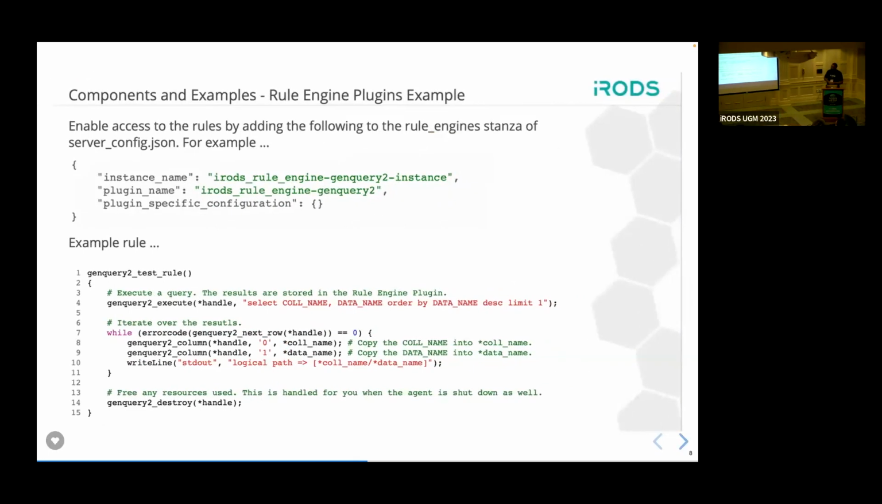All right, so here we have an example showing how you would use the rule engine plugin to gain access to run GenQuery2 queries. Essentially, you would just install, just like any other rule engine plugin, this rule engine GenQuery2 instance, and then you can run GenQuery2 code. So here, we're just going to walk through how you would use this. This line here just provides an example of, hey, we're going to execute some GenQuery2. In this case, we're going to select collection name, data name, and we're going to order it by data name, but in descending order, and we're going to only limit it to one result. Not very useful, but this is just to emphasize how you would use it. Upon success, you would get a handle back.